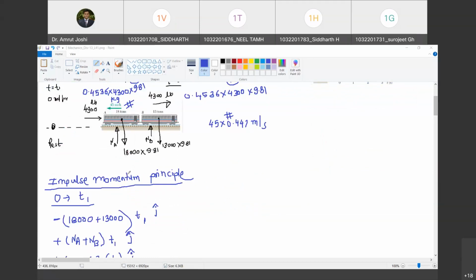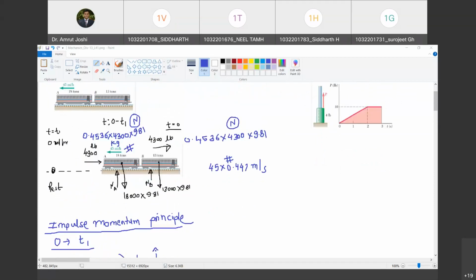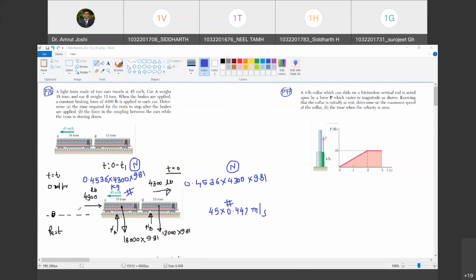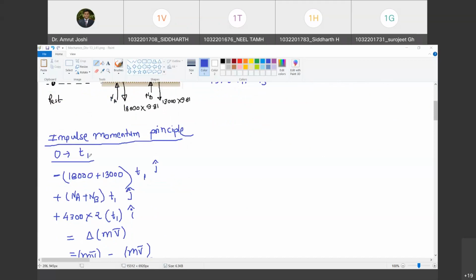Okay, so let us apply that. So total weight is 18,000 plus 13,000. So that I have written 18,000 plus 13,000 into T1. What is time T1? T1 is the time at which both the bogies, the train, would have stopped. Are you with me? So at time t equal to T1, you are going to have velocity of both the bogies equal to 0 meter per second. Are you with me? And we have to find out this time t1.